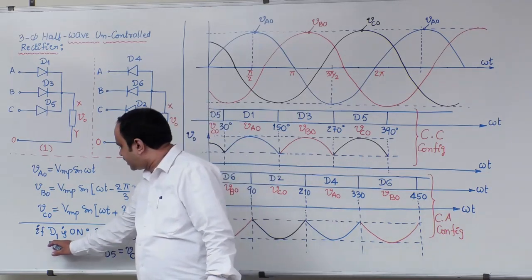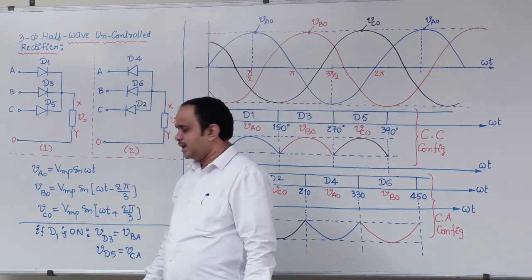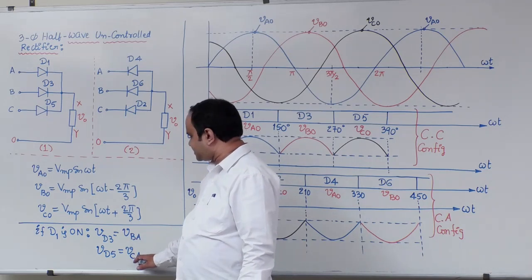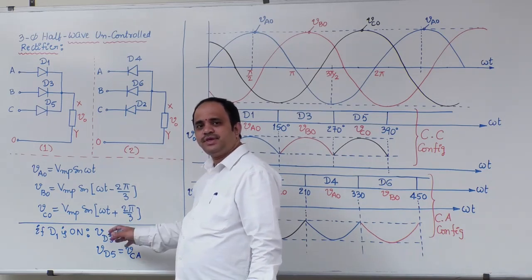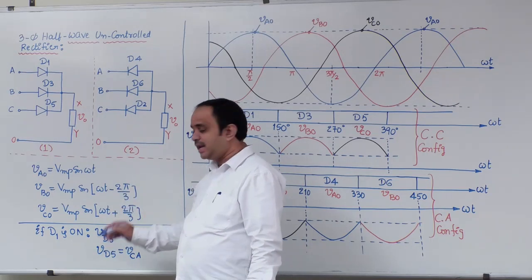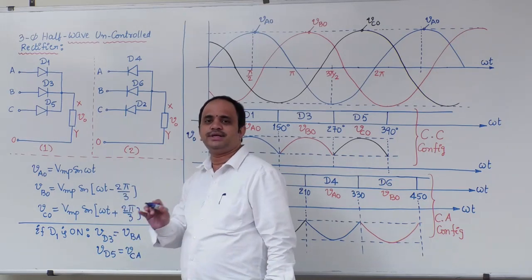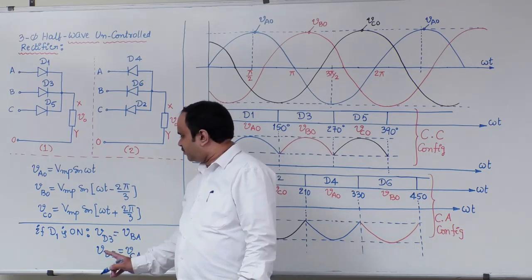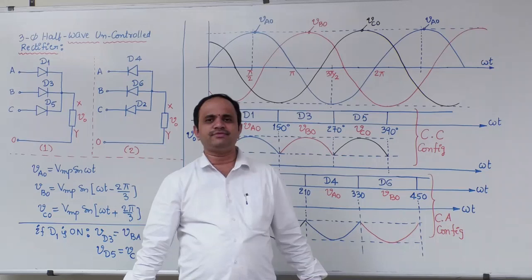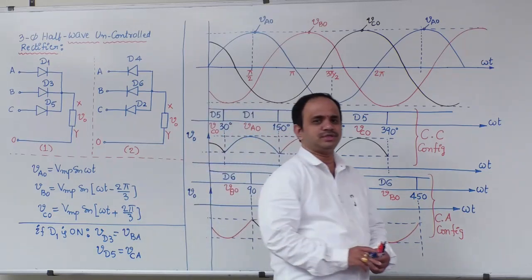When one particular device is on, the other two devices are subjected to BA, CA, BC, AC, CB and AB. These values are line voltages. Therefore, in this particular circuit, half wave rectifier or full wave rectifier also will have the same conclusion.